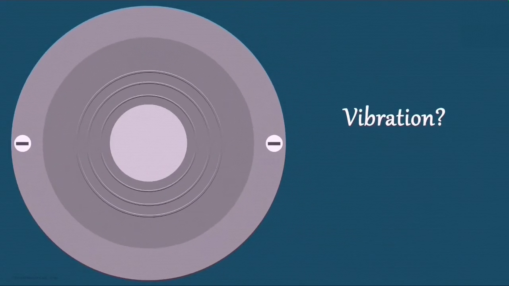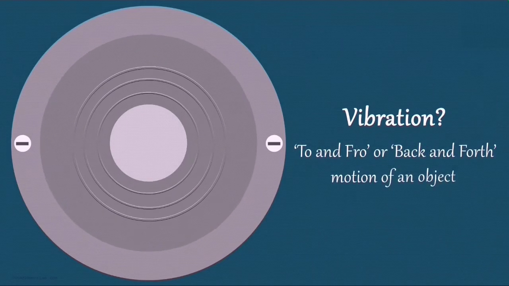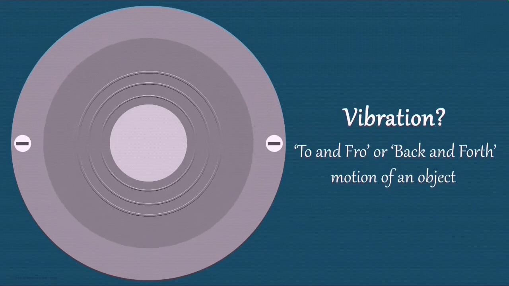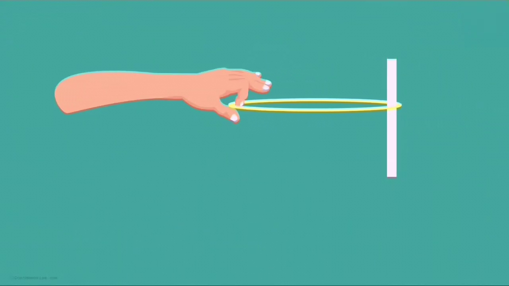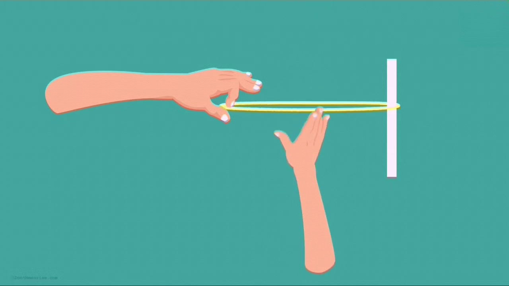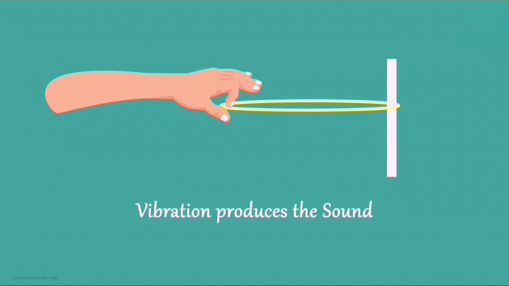What is vibration? It is to and fro or back and forth motion of an object. For example, if we stretch this rubber band with one hand and pluck it in the middle, it starts to move back and forth. In short, it starts to vibrate. It is this vibration that produces the sound. Yes, anything that vibrates will produce sound.